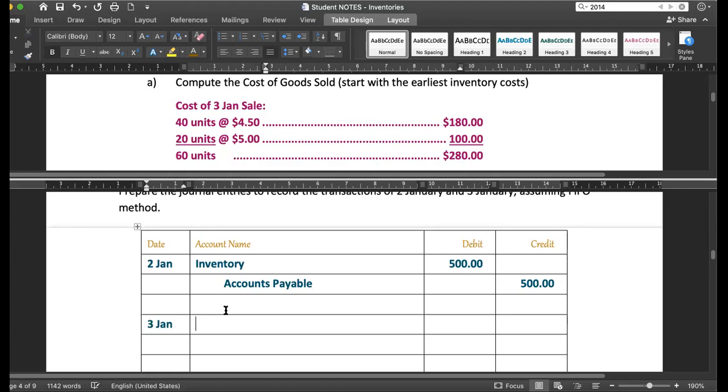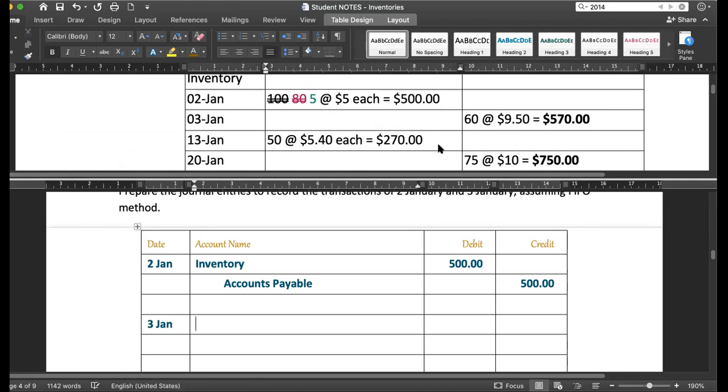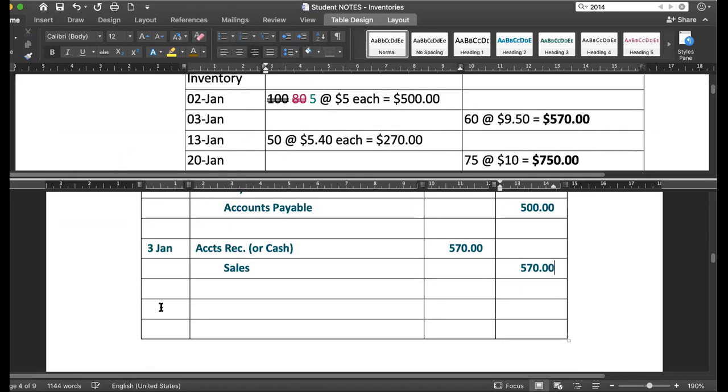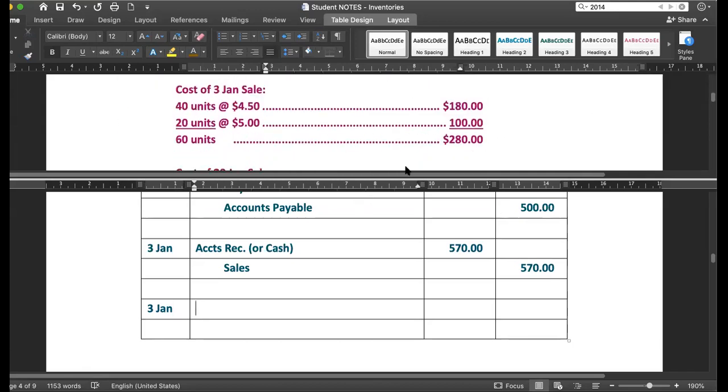So on the 3rd of January, first entry is to record the sale, and we don't know, so it could be accounts receivable or it could be cash, $570, and then the credit will be to sales or to revenues. And then the second entry that we're going to record on the 3rd of January is going to be the cost of the sale. And recall that the cost was $280.